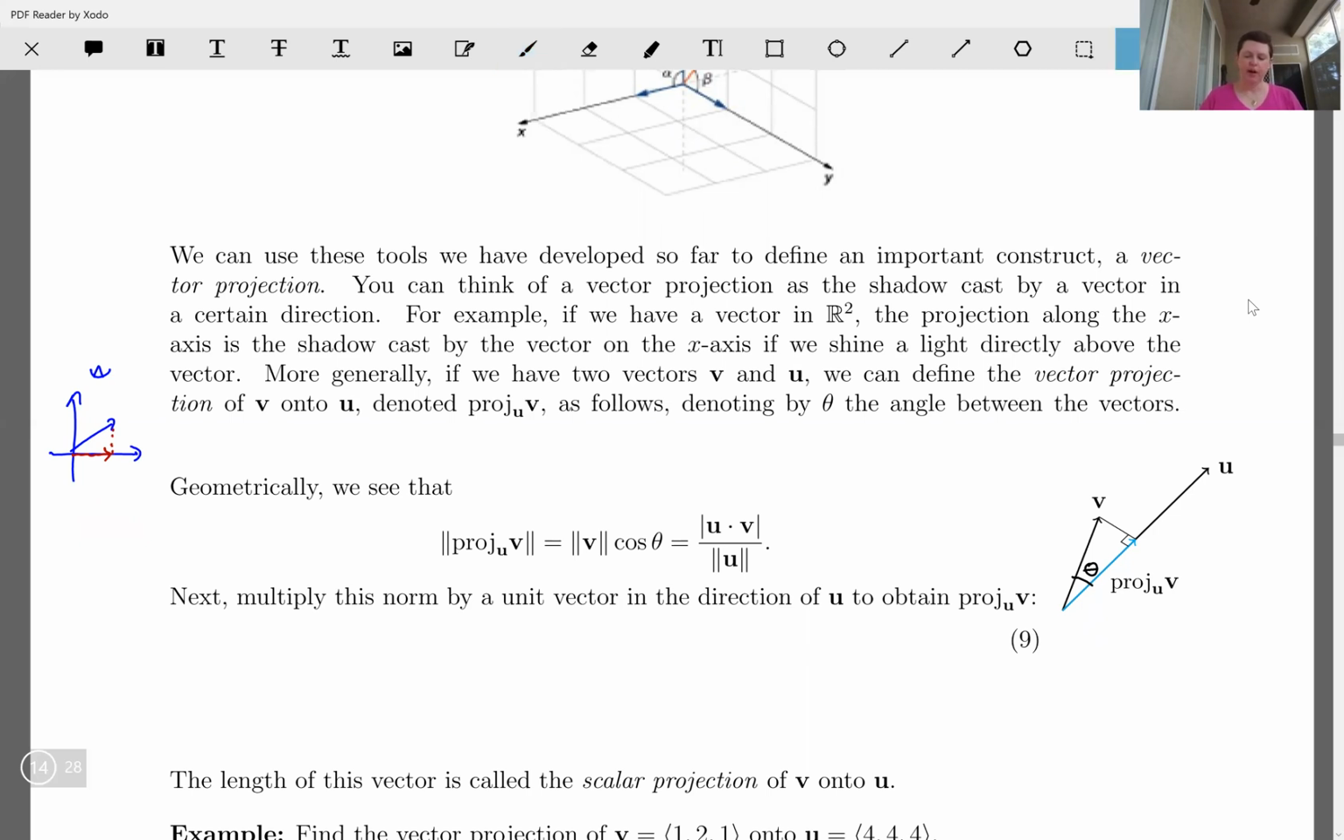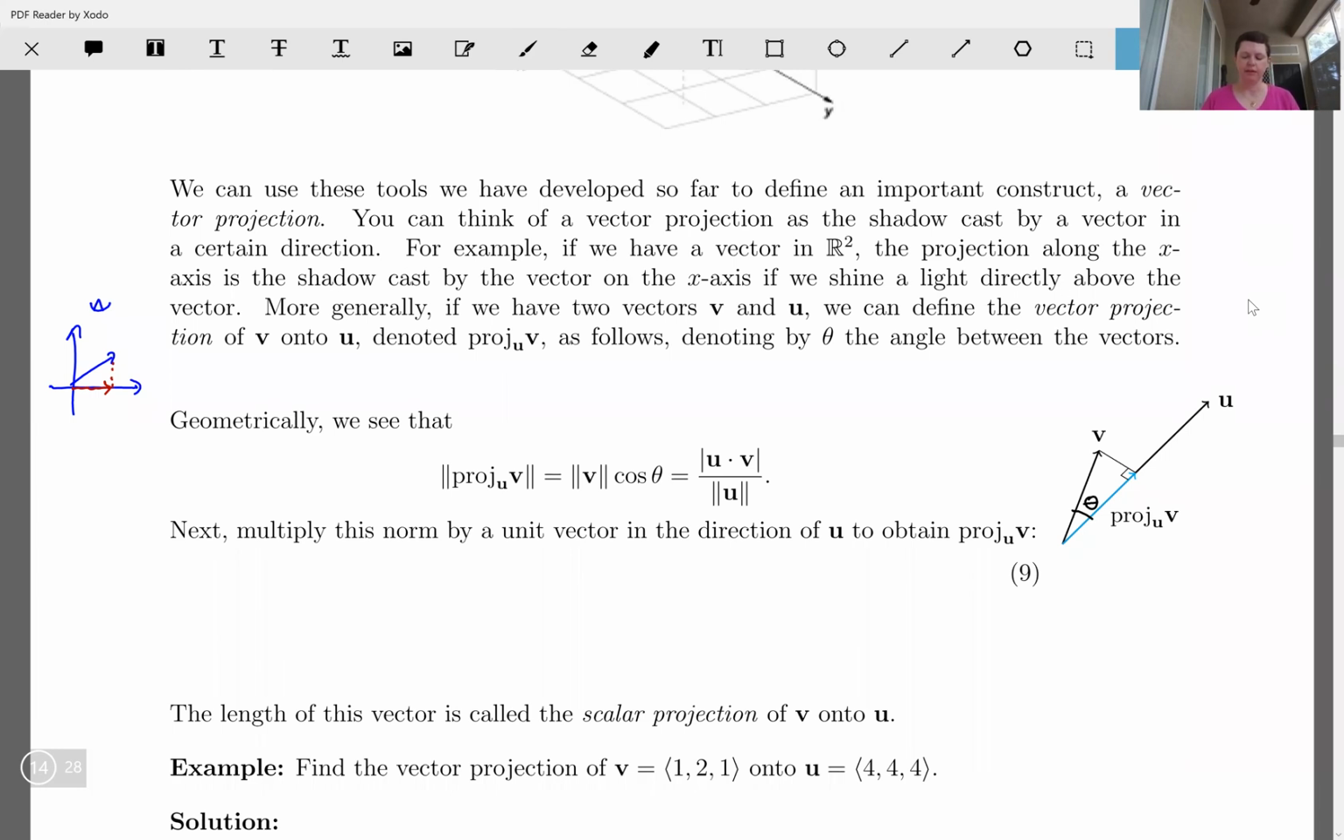Well, let's suppose that this is theta here. Now using geometry, we know that v is more or less our hypotenuse, and so the projection of v onto u is going to be the magnitude of v times cosine of theta. And then cosine of theta is just the dot product of u with v, but we're looking at the magnitude of the projection, so we have an absolute value there, and then divided by the norm of u, and then we just multiply this norm by some unit vector in the direction of our vector u.